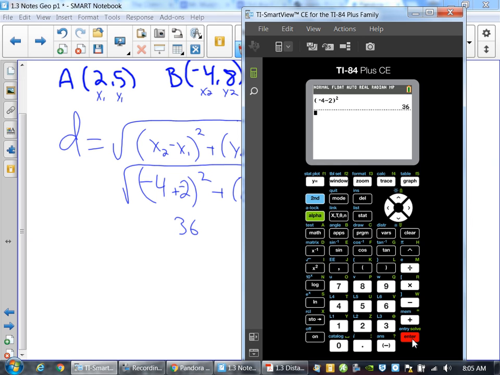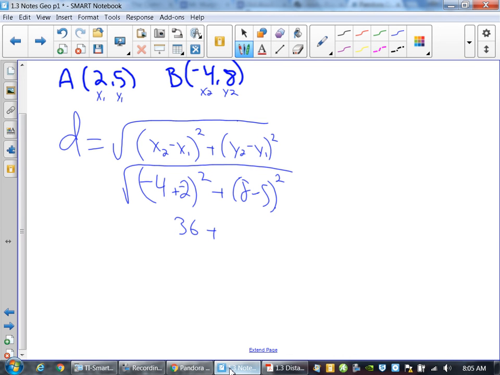Okay? So you have a 36 and a 9, so you have the square root of 45. Now, according to our calculators, if you type in the square root of 45, I'm guessing you got 3 root 5. That's exactly what you should get.